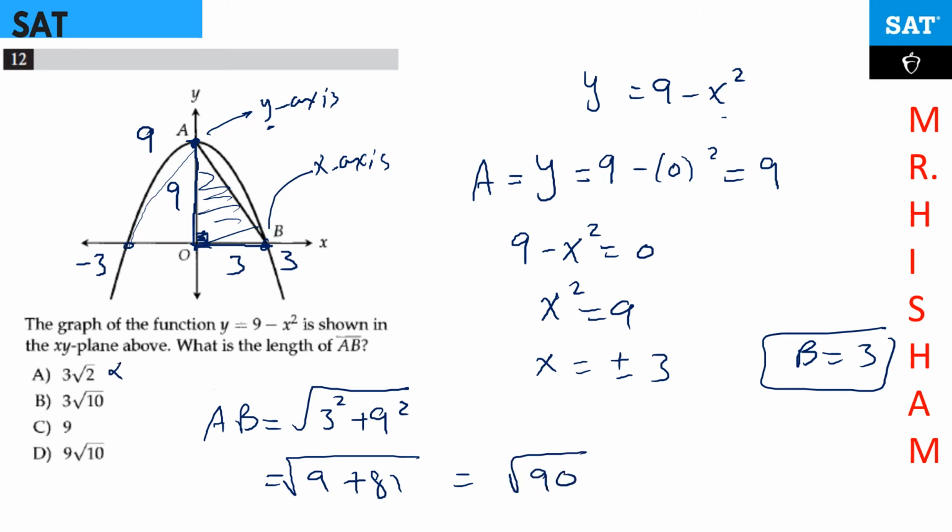So it's not 3 root 2, and it's not 9. And of course it's not 9 root 2. So I'm sure that the answer is B. But if you wanted to simplify, you know that 90 is 9 times 10. The 9 outside the root is 3. So it's 3 root 10.